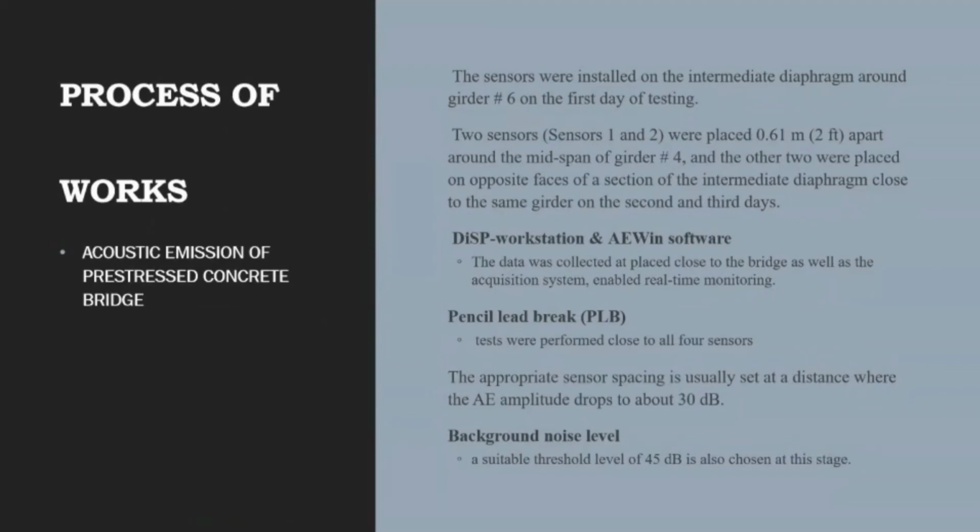The data were collected at the bridge as well as by the acoustic system to enable real-time monitoring. We use a DISP workstation and AE software. Then the pencil lead break, PLB, tests were performed close to all 4 sensors. The appropriate sensor spacing is usually set at a distance where the AE amplitude drops to about 30 dB. The background noise level, suitable at 44 dB, is also chosen at this stage.